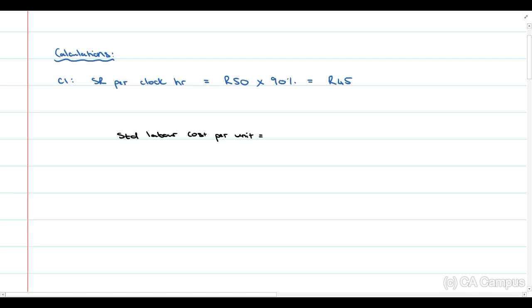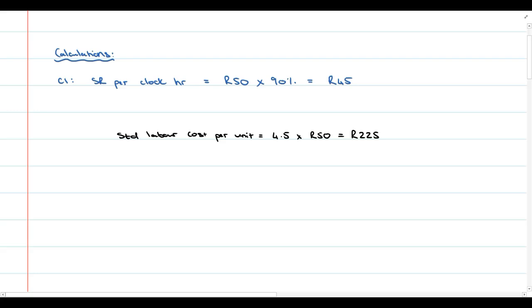According to the standard, it should take 4.5 work hours to make a single unit, and the standard rate per work hour is 50 Rand. So that gives us a cost of 225 Rand per unit for labor. So that's obviously the standard cost per unit for labor.